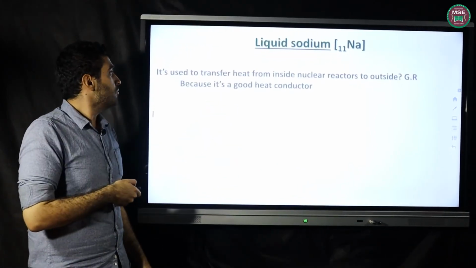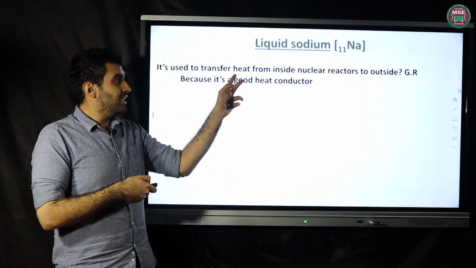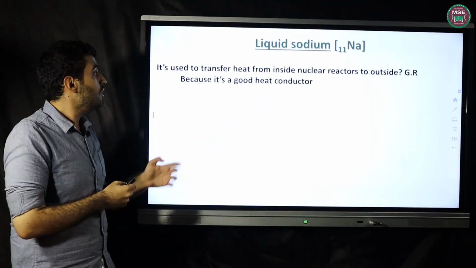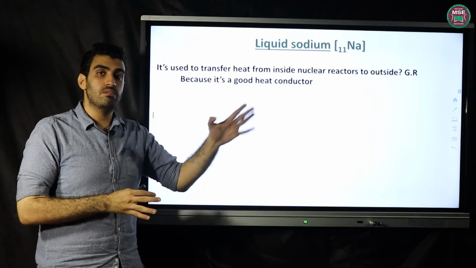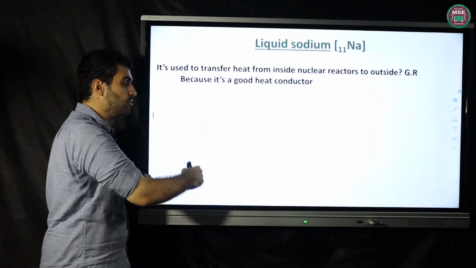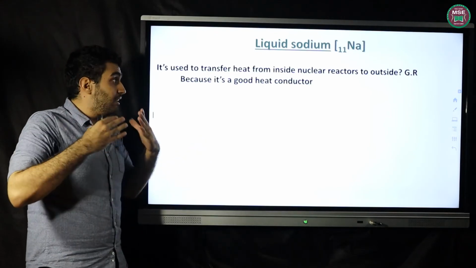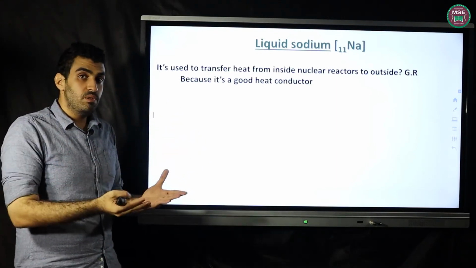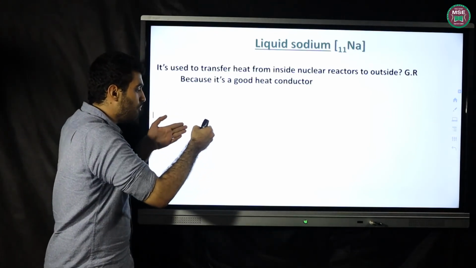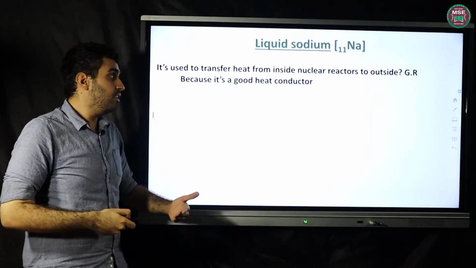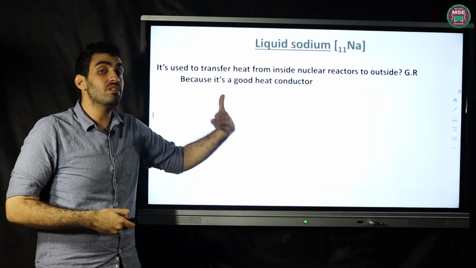Liquid sodium is used to transfer the heat from inside the nuclear reactors to outside. Give reason, because it's a good heat conductor. So if I have a nuclear reactor and the nuclear reaction occurs inside it and a large amount of heat is produced, I can transfer the heat from inside the reactor to outside by using liquid sodium, and then I can use this heat to produce electricity.